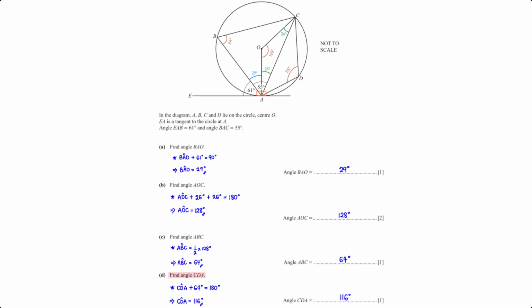Find angle CDA. Opposite angles in a cyclic quadrilateral must add up to 180 degrees. So angle CDA plus 64 equals 180. When we subtract 64 from both sides, we get angle CDA to be 116 degrees.